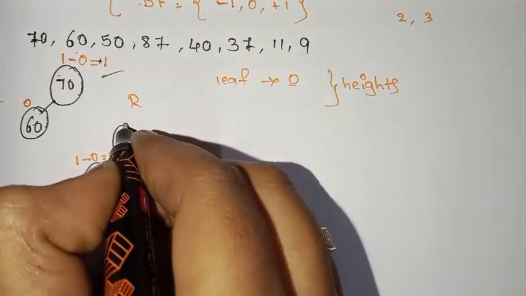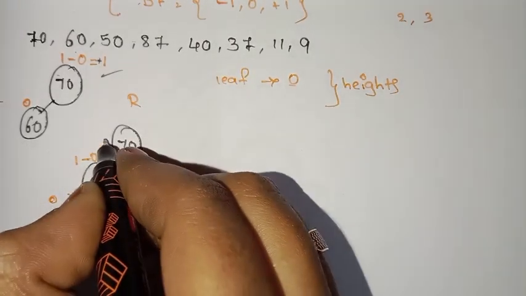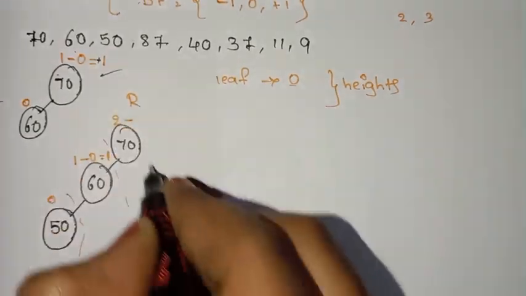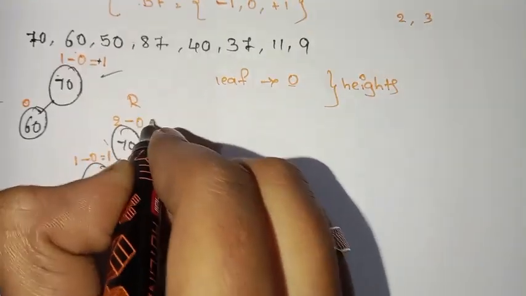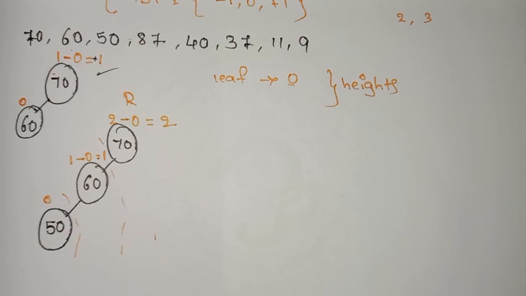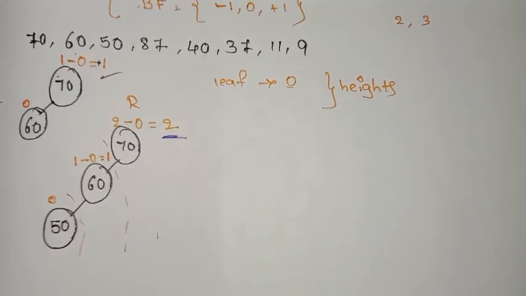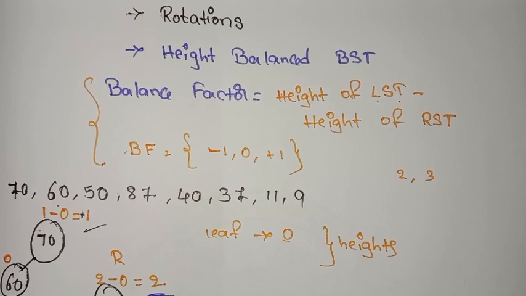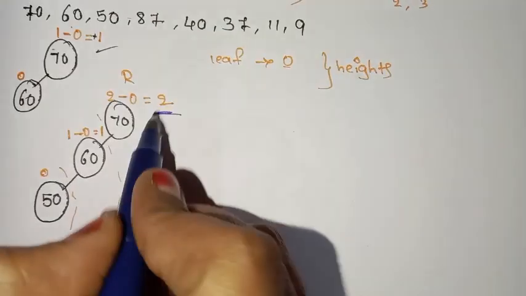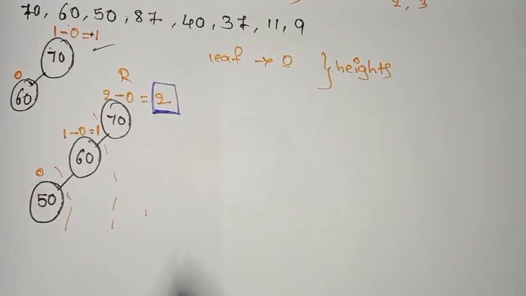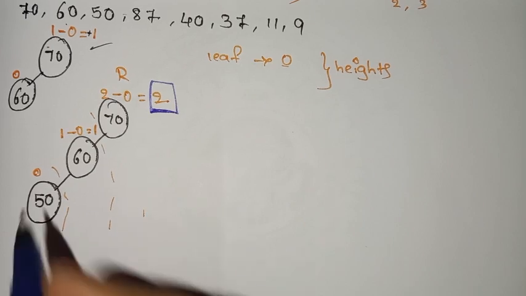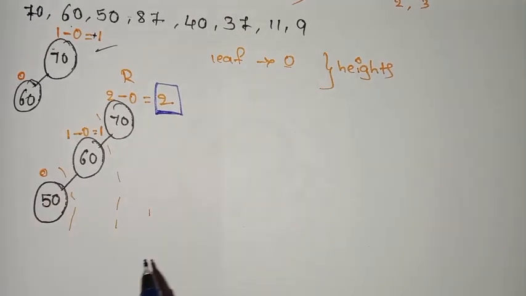Coming to the root, I will do the same. The left subtree has 2 nodes, and the right side is 0. So now what has happened here? 2 came. We discussed that our balancing factor should be either minus 1, 0 or plus 1. But here I got a balancing factor of 2. Now what do we need to do? Here I need to perform the rotation.